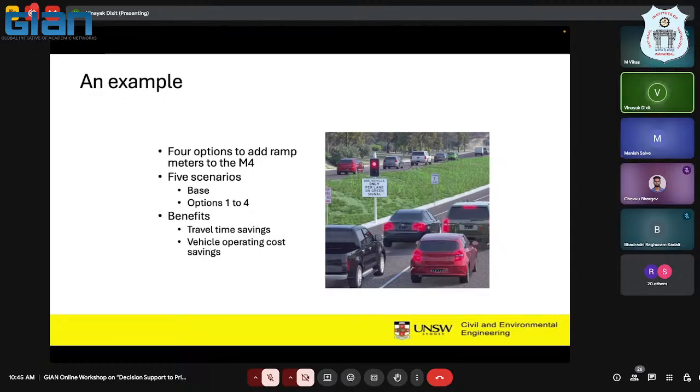I'm going to go through an example again of 4 options to add ramp meters to M4. There are 5 scenarios, which is the current scenario, which is the base, then 4 additional options, 1 to 4. And the benefits we are going to be experiencing are either travel time savings or vehicle operating cost savings.